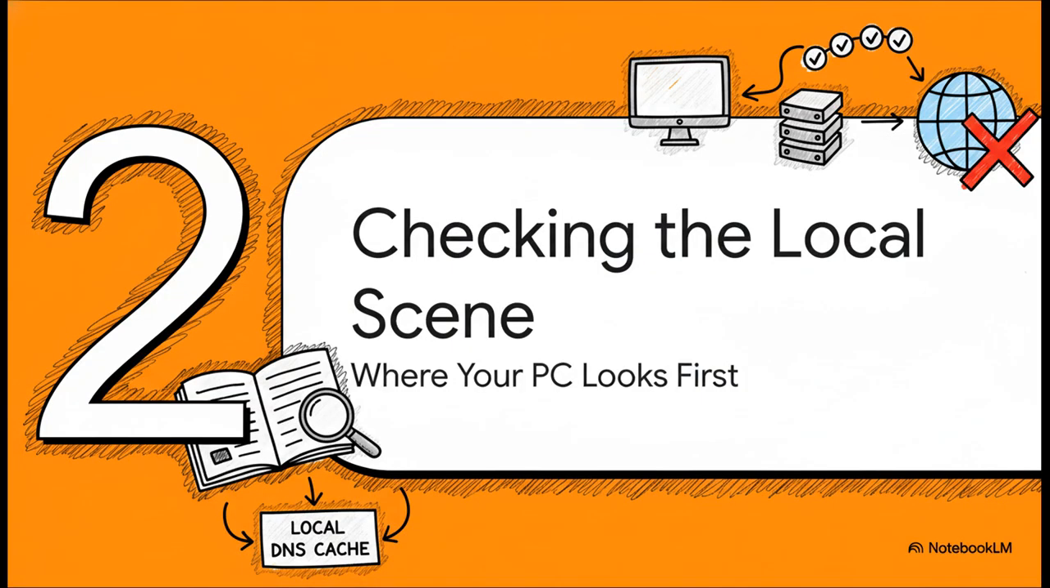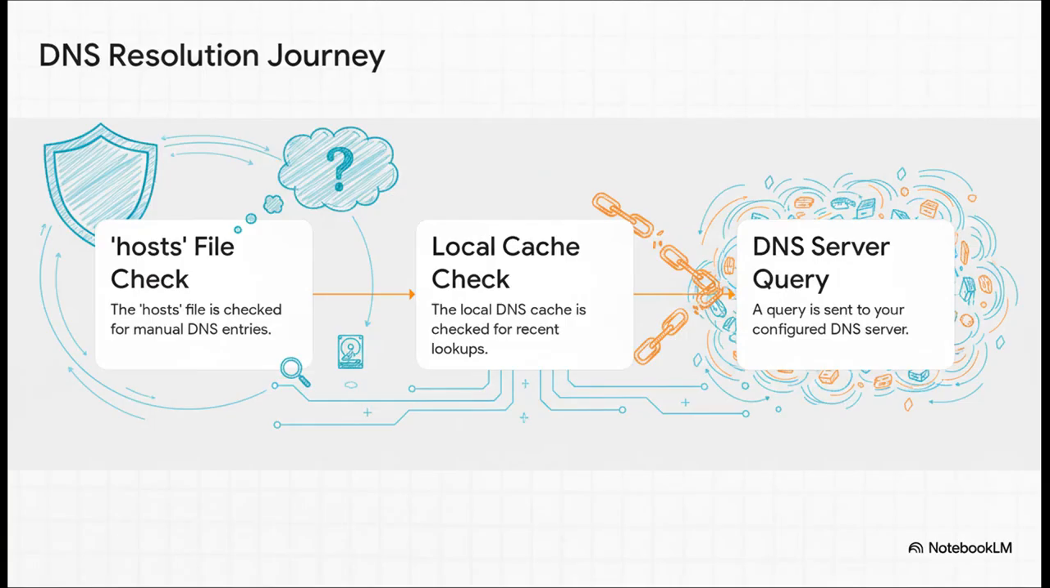Okay, so here's something you might not know. Before your computer even thinks about asking the big, wide internet for directions, it does something really smart. It checks its own local records, right there on your machine. And understanding this order of operations is absolutely crucial. Why? Because a lot of the time, the problem isn't out there somewhere on the internet. It could be right here on your own computer, hiding in its memory or config files.